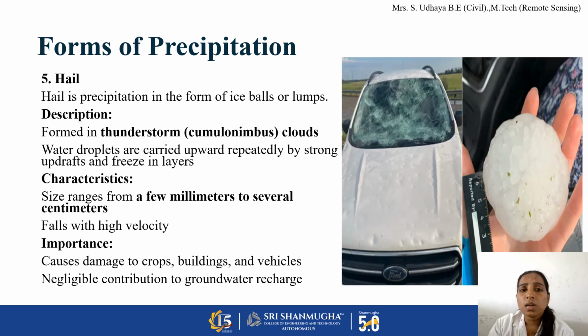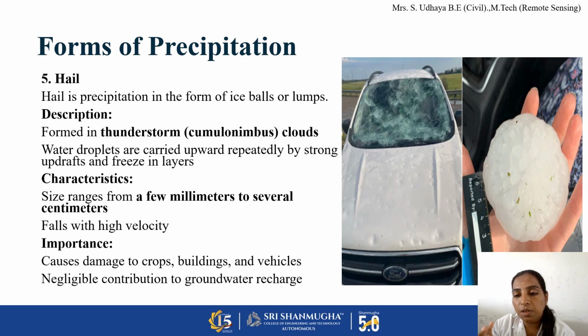The next important form of precipitation is hail. Here the precipitation occurs in the form of ice balls or large lumps. As you can see in the image, when hail falls from the atmosphere and reaches the earth surface, it has the tendency to even break the window glass of a car or any glass object, any brittle objects, because its sizes vary from a few millimeters to several centimeters.